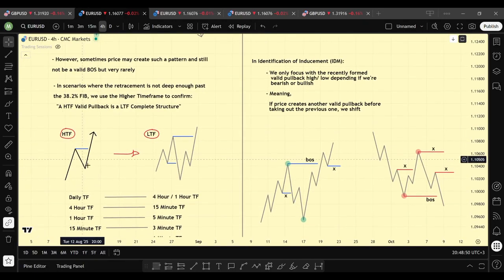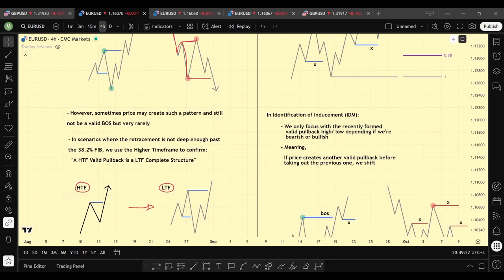When you see a valid pullback on a higher time frame, on a lower time frame, it should be the pattern that we talked about. A valid pullback, and price reverses back, breaks past this low, and then you can clearly see it making a valid break of structure. So now if it is true that a higher time frame valid pullback is a lower time frame complete structure, when can we say, when such a pattern is formed, that this one here is not a valid break of structure? If this pattern on the lower time frame is not a valid pullback on the higher time frame. That's what I'm actually meaning.